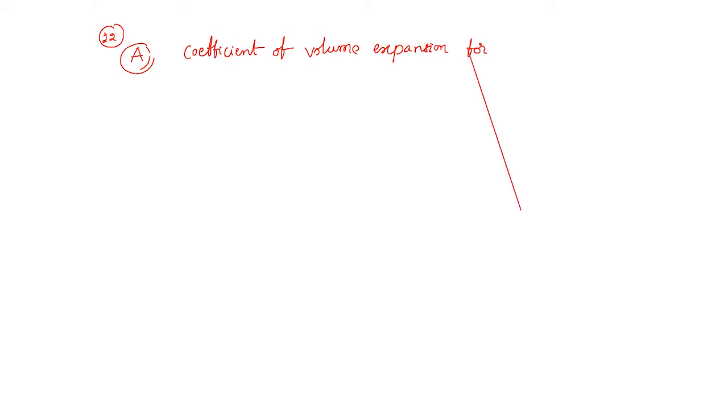See this question. In the 22nd question, option A, children, they are not asking molar heat capacity, they are asking coefficient of volume expansion of gases. Coefficient of volume expansion. That means gamma they're asking, volume expansion. Children, for gases only. For gases at constant pressure.